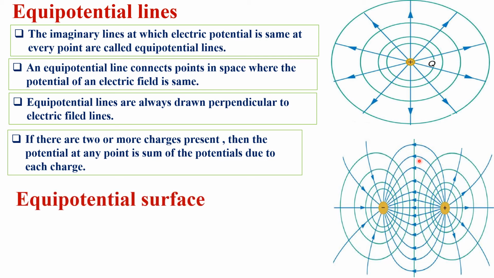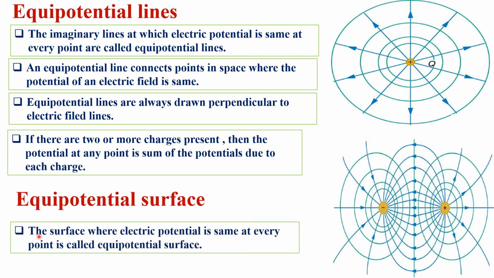Equipotential surface. The surface where electric potential is the same at every point is called an equipotential surface. So the region or surface where we will find the same electric potential, we will call that surface an equipotential surface.